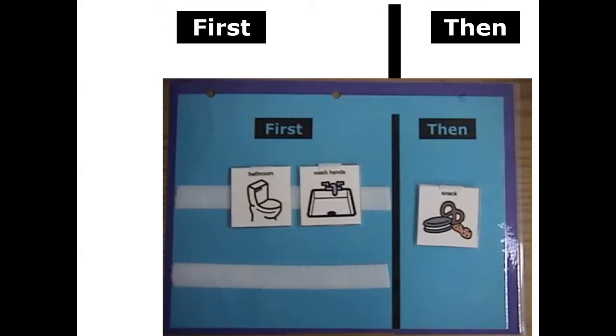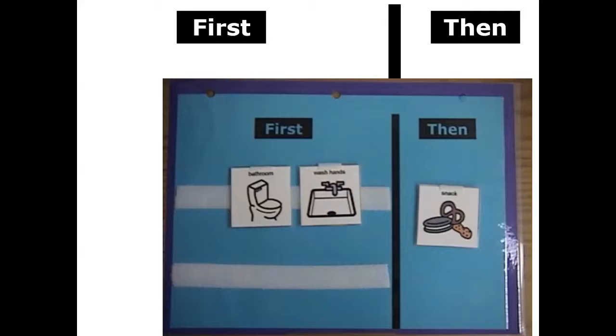The First Then boards can be broken down into the two-step activities, so first clean up and then go outside, or they can be broken down into a sequence of steps followed by the reinforcer, like you see here. So first we use the bathroom, then we wash hands, and then we have the snack.